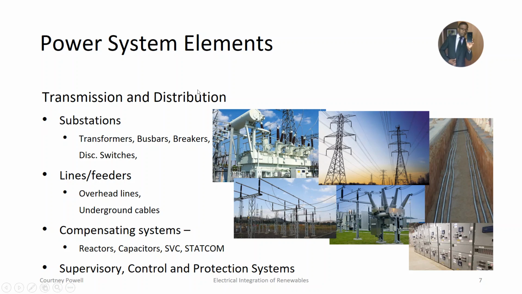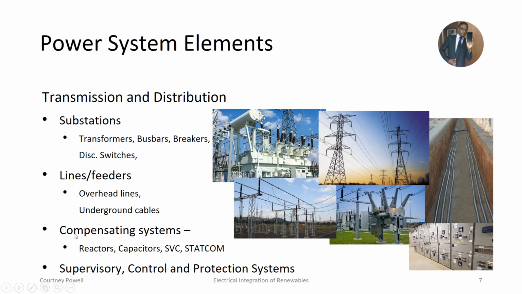In terms of transmission and distribution systems, you have what you call lines and feeders. So lines and feeders could be broken up into overhead lines and underground cables, right? So this picture here is a representation of what we consider to be an overhead line, versus underground cables which are installed beneath the surface of the earth.